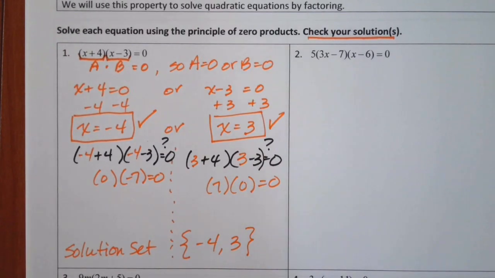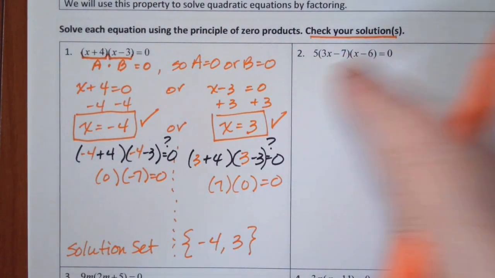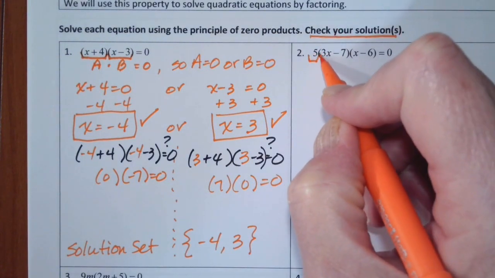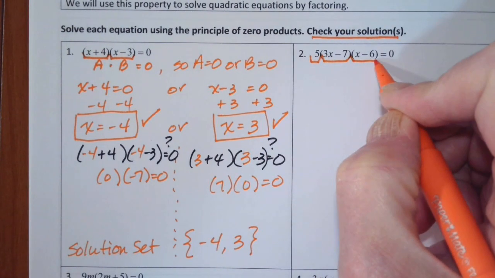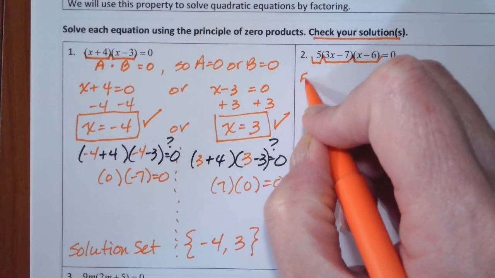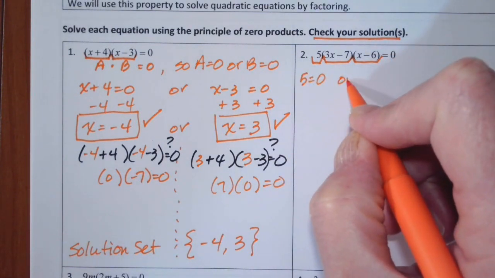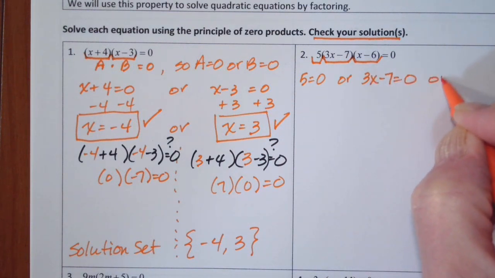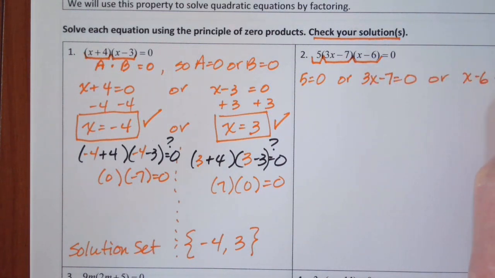Well, now the zero product, or the principle of zero products, extends to more than two things. If you have five things multiplied together and it equals zero, one of them has to be zero. Okay, so here I've got 1, 2, 3. So I've got three different factors in my product. So I have 5 equals 0, or 3x minus 7 equals 0, or x minus 6 equals 0.